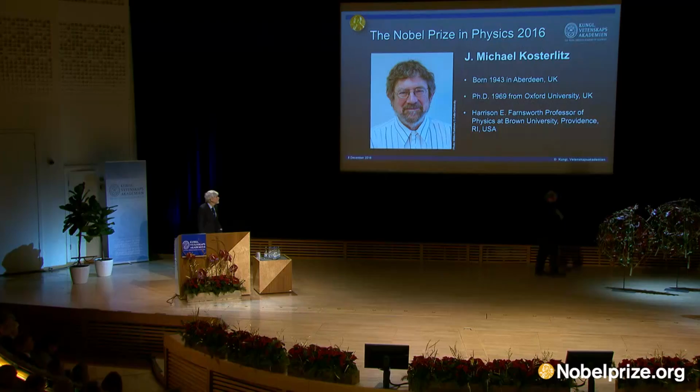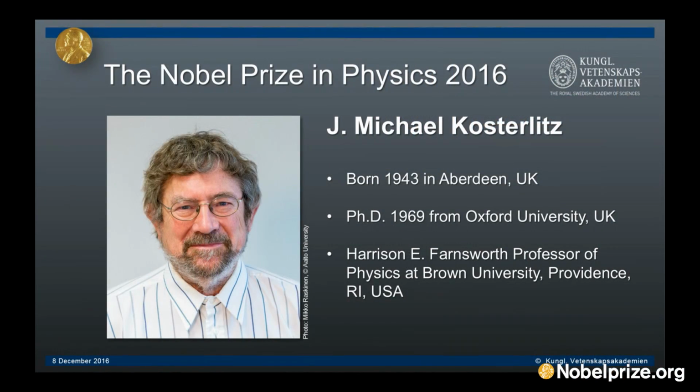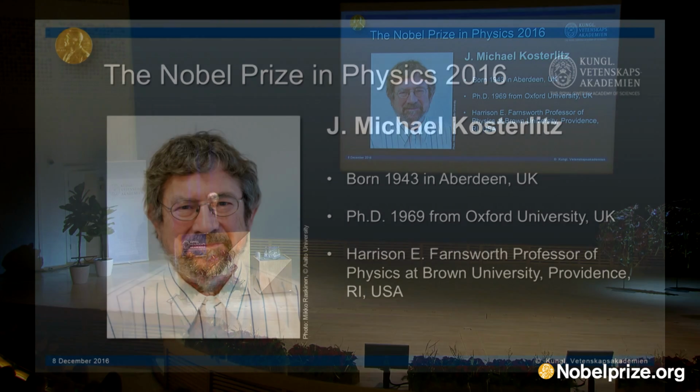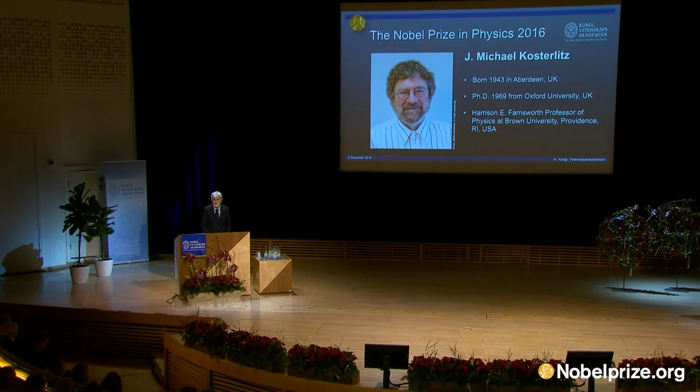It's Michael Kosterlitz. He was born 1943 in Aberdeen, United Kingdom, and he graduated with his PhD from Oxford University in '69, and he is presently the Harrison Farnsworth Professor of Physics at Brown University in the United States. And I know that he has Nordic connections. He visits Sweden, and he has also a close connection to Physics Institute in Finland.